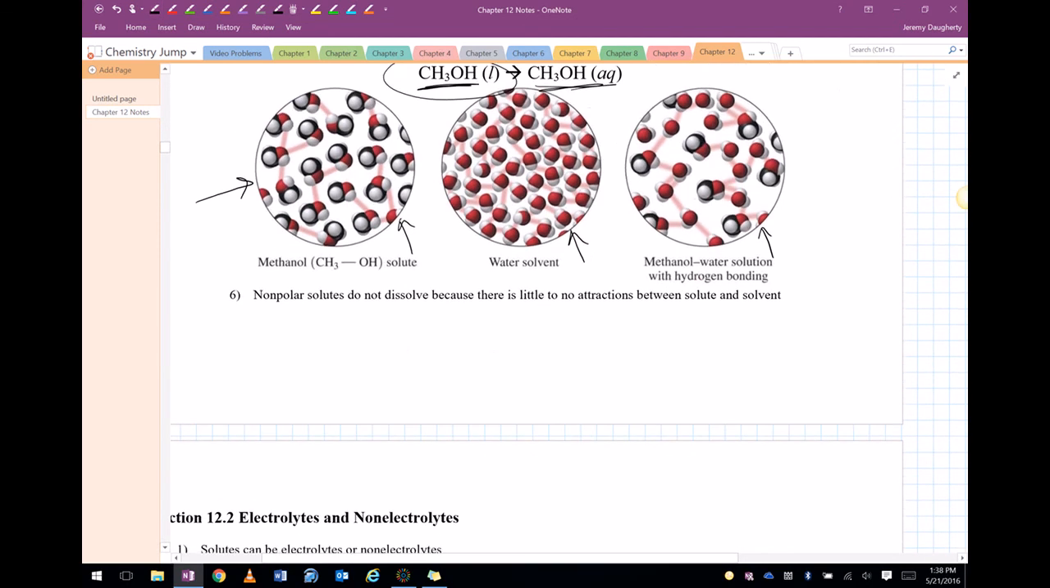Nonpolar solutes do not dissolve because there is little to no attractive force between the solute and solvent. That's why they don't dissolve. There's also something that goes along with Gibbs free energy, but we don't worry about that just yet. We'll get into that later.